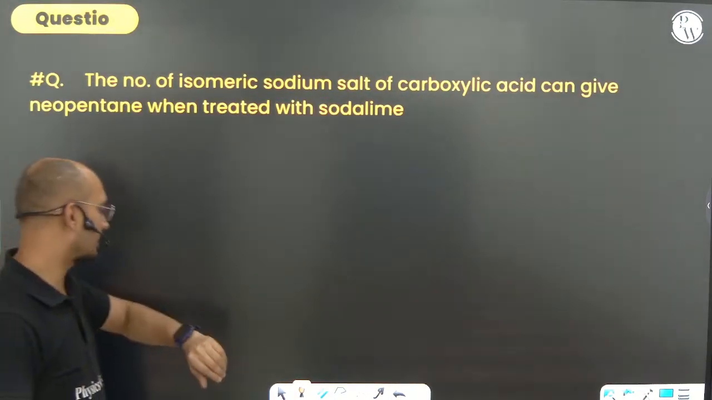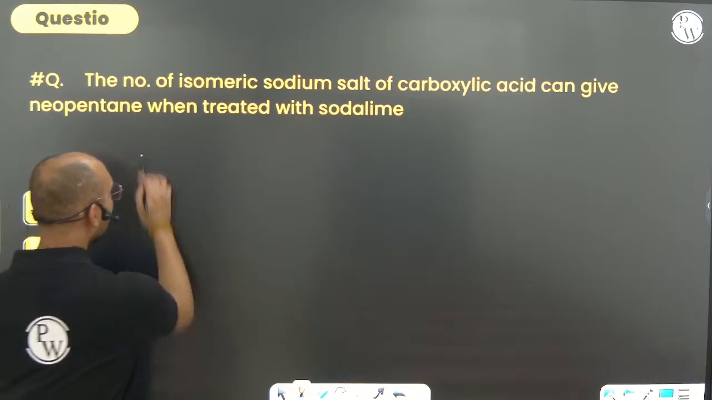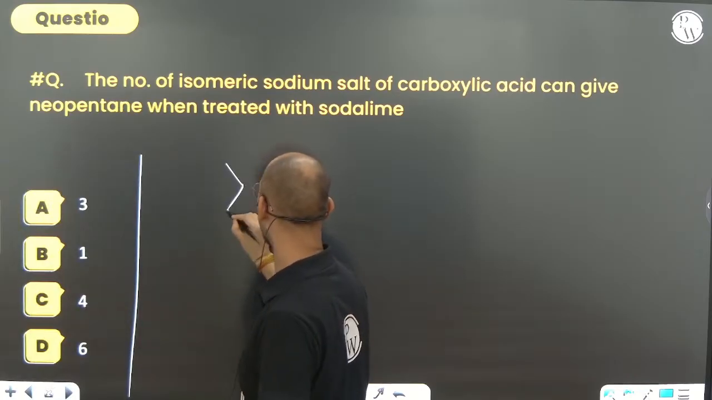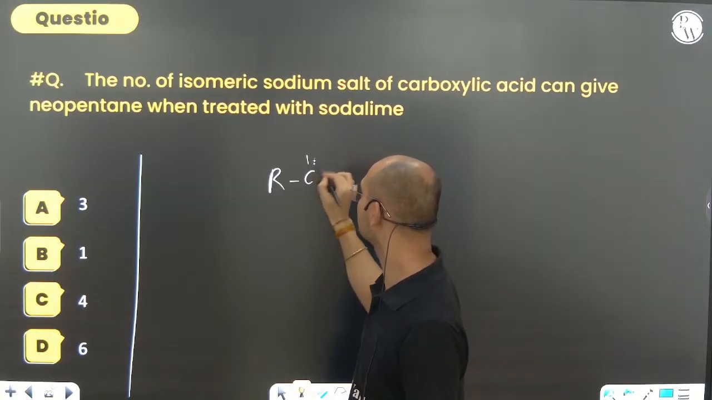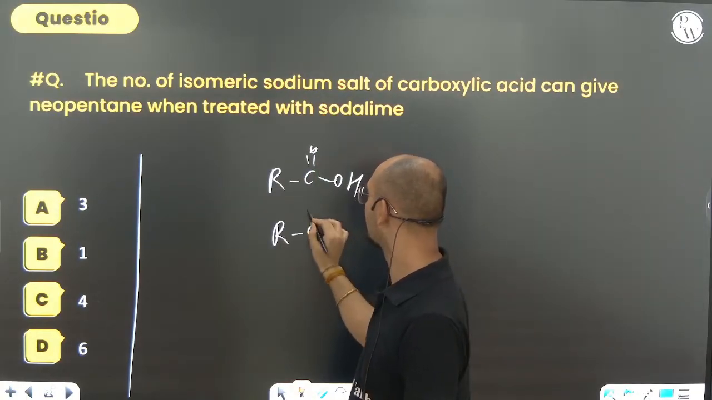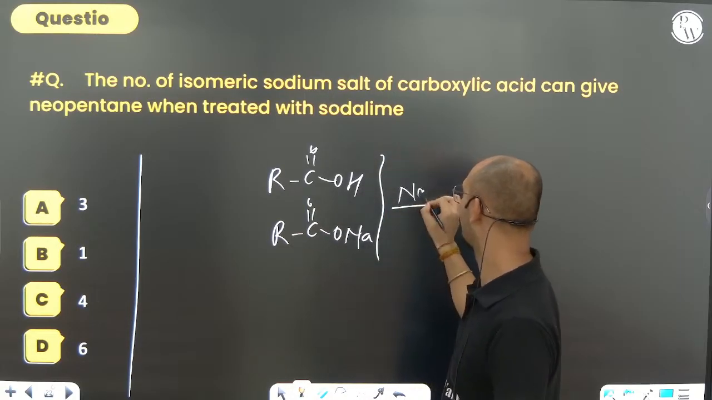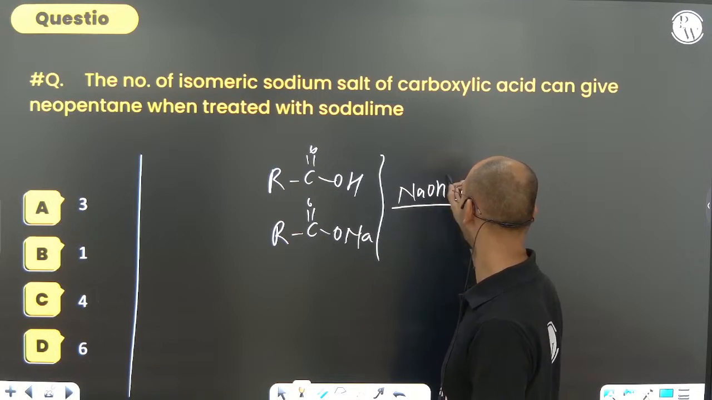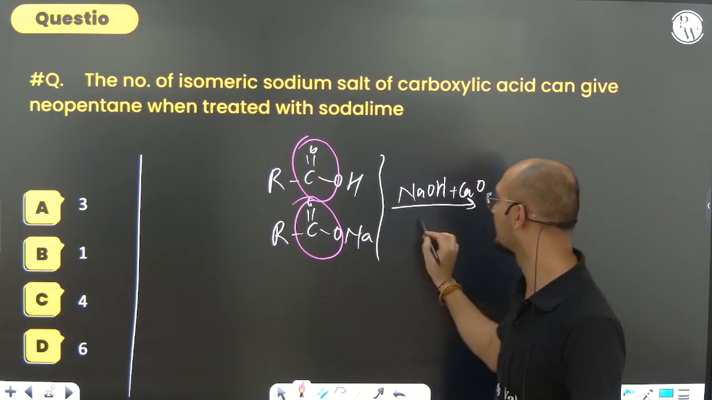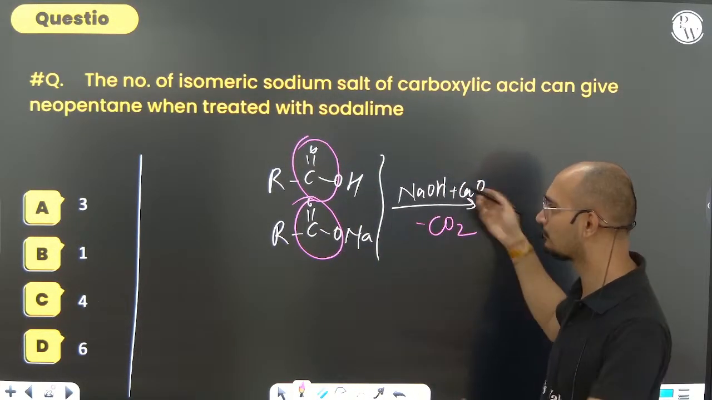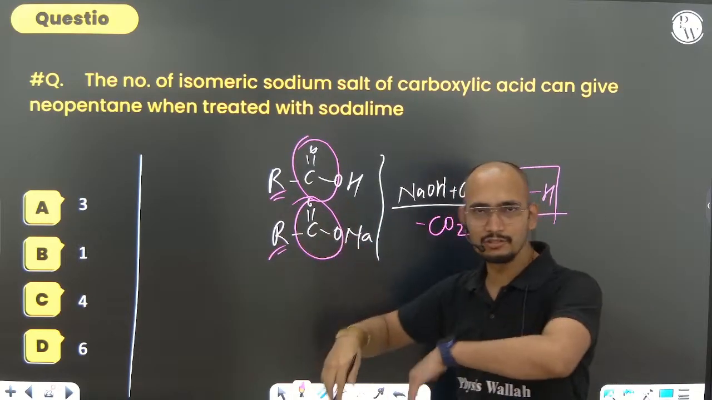The number of isomeric sodium salt of carboxylic acid that can give neopentane when treated with soda lime. Neopentane. You want neopentane. How can you get? Always remember RCOOH or RCOONa. If you just do soda lime like NaOH plus CaO, if you are going to do this reaction, what it will convert into? Always remember this carbon dioxide को तुम्हें क्या करना होता है? Remove carbon dioxide. Basically have to directly form RH. What do you have to form? RH. Whatever is this R, उसका तुम हाइड्रोजन लगा करके एल्केन बना दो.